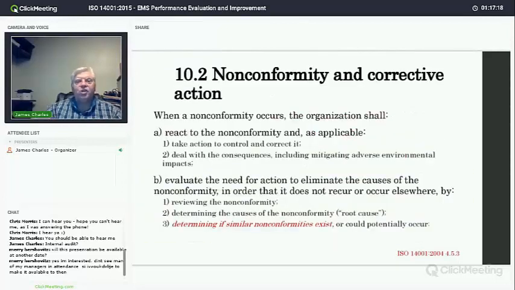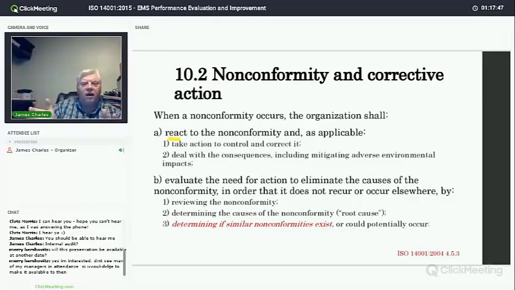Nonconformance and corrective action, not really a lot of change here, but again, we're starting to see some fallout from some of the sites that we've worked with. The first step is to react to nonconformances. That's the correction. We see the drum of used oil not labeled, we labeled it. We're going to deal with the issue.